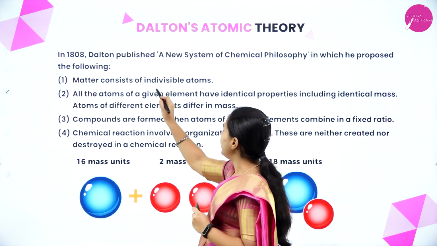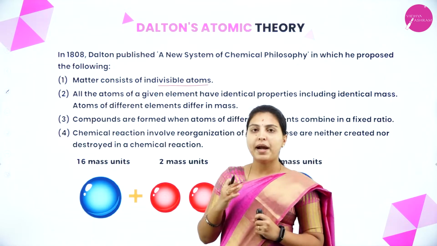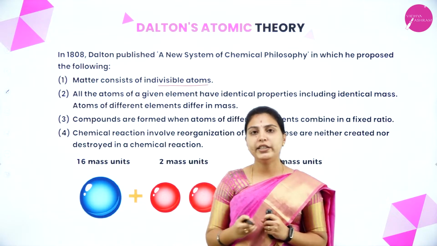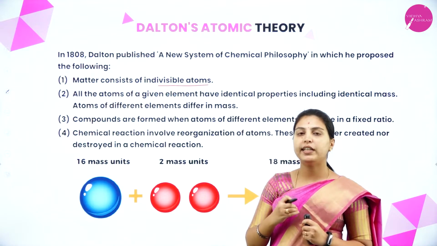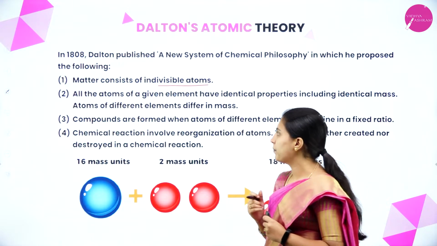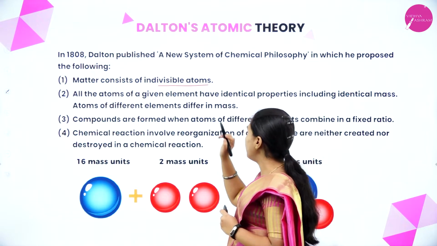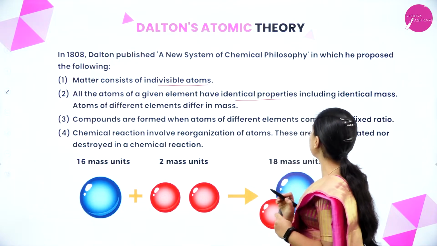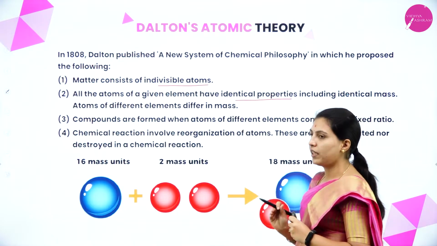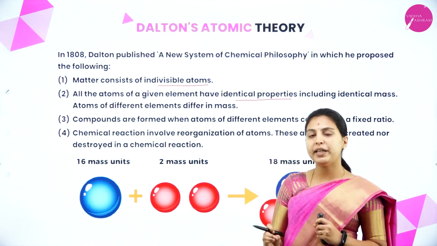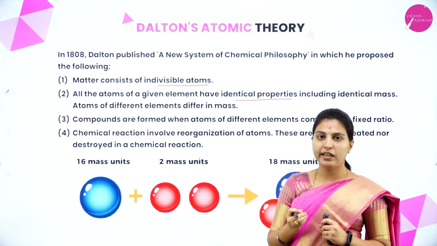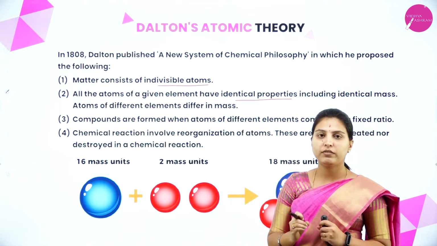Matter consists of individual atoms. We know matter consists of, or contains, many atoms. All atoms of a given element have identical properties, including identical mass. In one element, all atoms are the same or identical, and all atomic properties are the same.